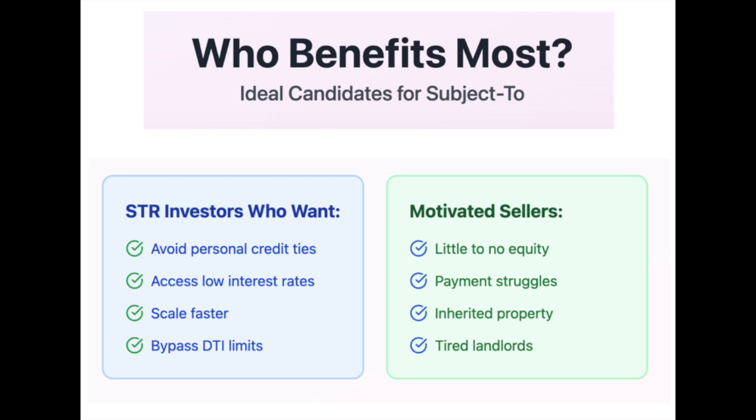So if you want to avoid tying every single property purchase to your personal credit score through conventional loans. Or if you're really eyeing those older, super low interest rates, 3%, 4%, that just feel impossible to get today. Or maybe your main goal is just to scale your STR portfolio faster without hitting those typical debt-to-income ratio ceilings that banks slap on you. This strategy offers a pretty clear alternative path.